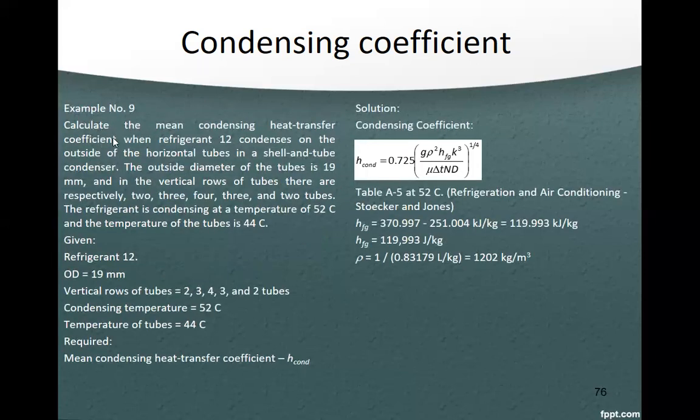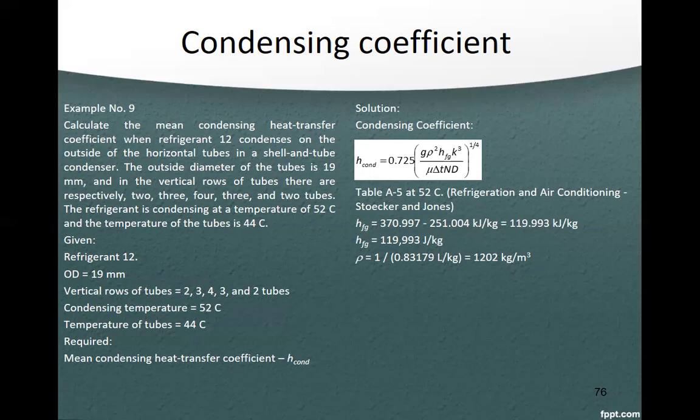Example number 9. Calculate the mean condensing heat transfer coefficient when refrigerant 12 condenses on the outside of horizontal tubes in a shell-and-tube condenser. The outside diameter of the tube is 19 mm and the vertical rows of tubes are respectively 2, 3, 4, 3, and 2 tubes. Refrigerant is condensing at a temperature of 52C and the temperature of the tube is 44C. Given refrigerant 12, OD 19 mm, vertical rows of tubes 2, 3, 4, 3, 2. Condensing temperature 52C, temperature of tubes 44C. Required is the mean condensing heat transfer coefficient.